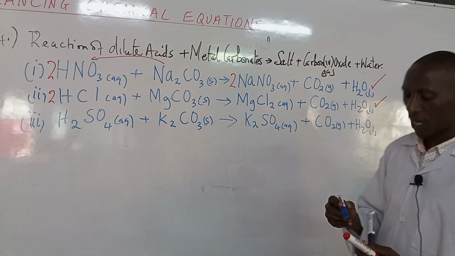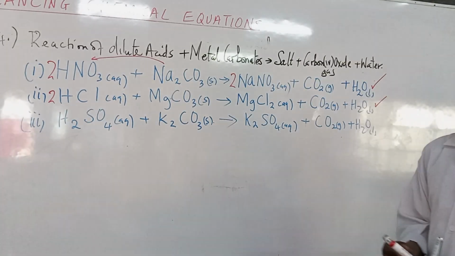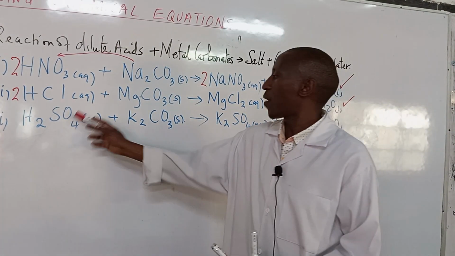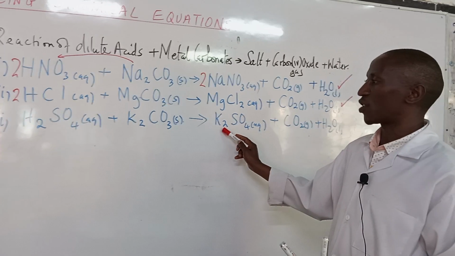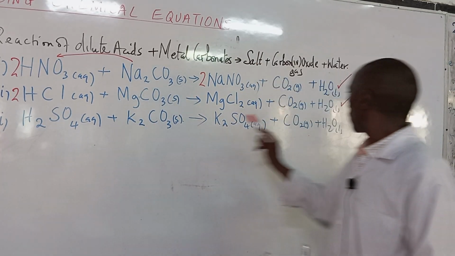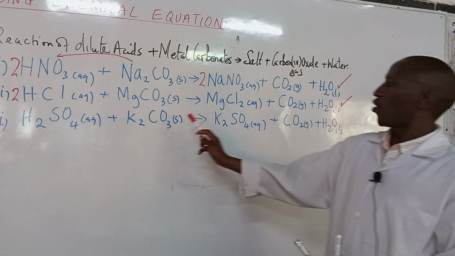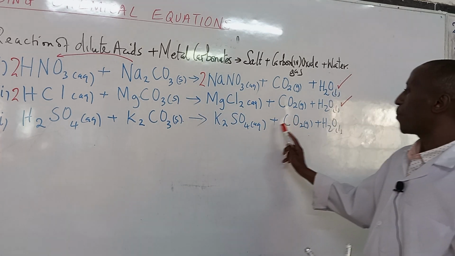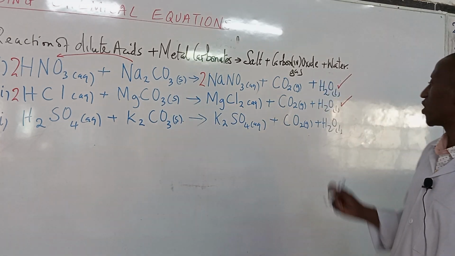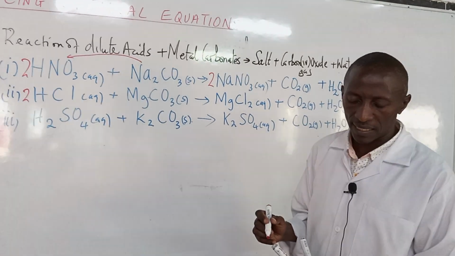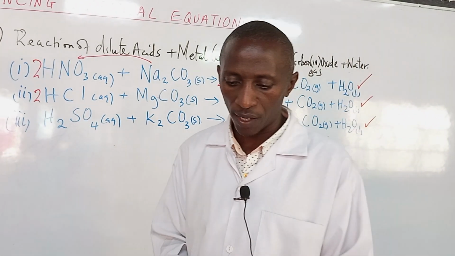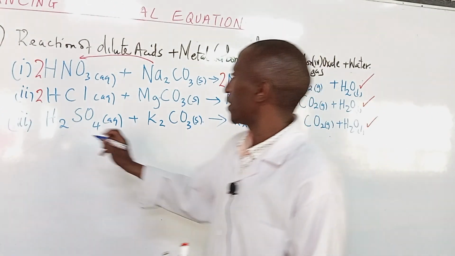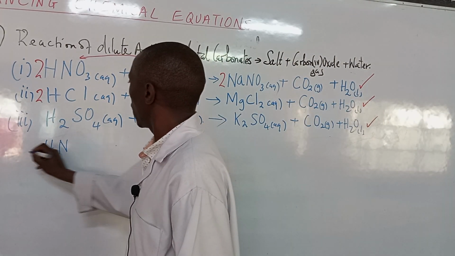And then we check on the balancing. In this case, the sulfate is 1, and here we have 1, 2 potassium, 2 potassium, 2 hydrogens, 2 hydrogens. The oxygens are 3. We have 2 plus 1, that is 3, 1 carbon and 1 carbon. So that equation is self-balancing. Let's look at the last one. Nitric acid and zinc carbonate.